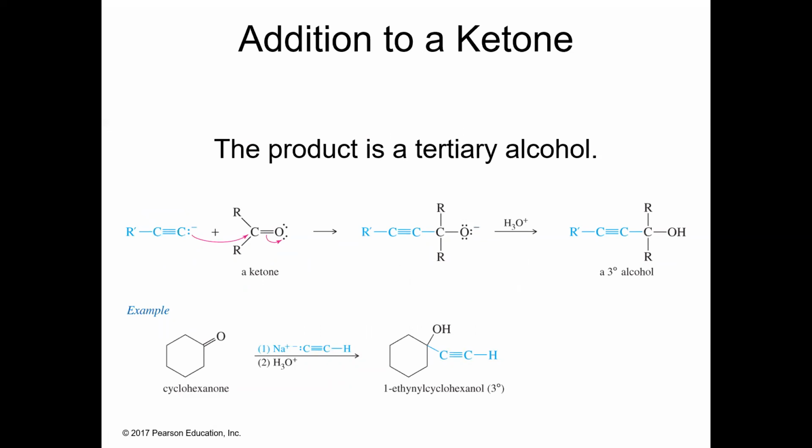If we start with a ketone, the product is a tertiary alcohol. So here we have cyclohexanone. This will attack, we protonate, and we get 1-ethynylcyclohexanol. The alkyne is a substituent, and the alcohol is the principal functional group.